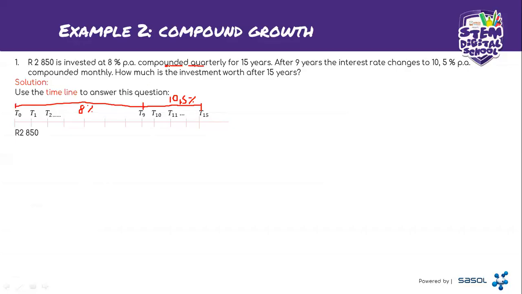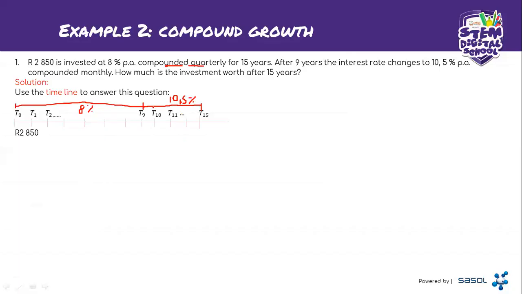All right, and even the compounded periods differ, right? For the first 9 years, we have 8%. Remember, this 8% we're going to divide by 100, and then we're going to divide by 4. Why 4? Because that percentage is compounded quarterly, and we agreed earlier that for quarterly we are using 4, right? And that 4, remember, you're going to multiply the number of years with that 4.